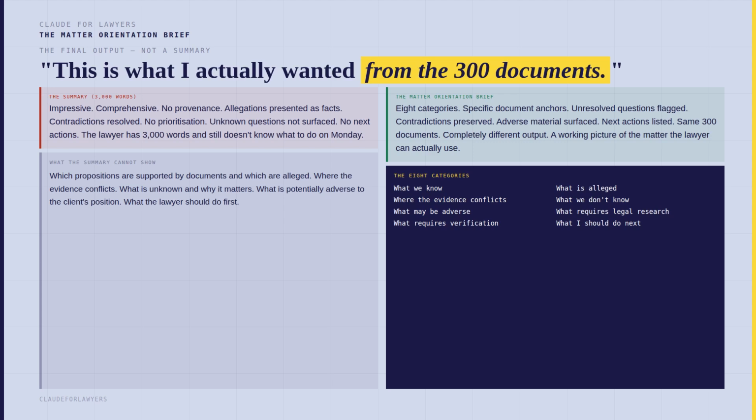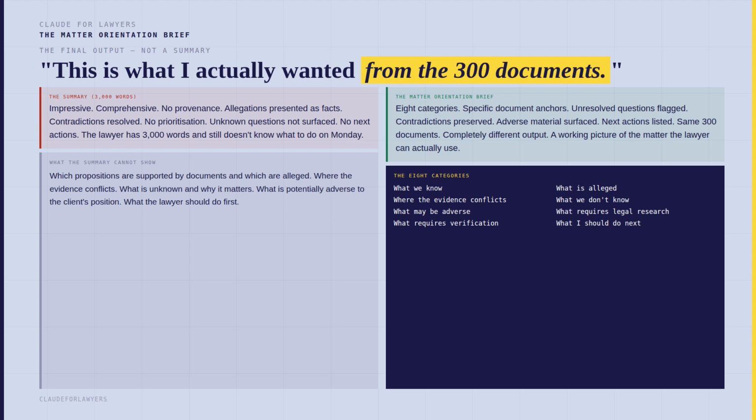This is what the final output looks like. On one side, the summary: 3,000 words, no provenance, allegations presented as facts, contradictions resolved into a smooth narrative, unknown questions not surfaced, adverse material not flagged, no next actions. Impressive, insufficient.